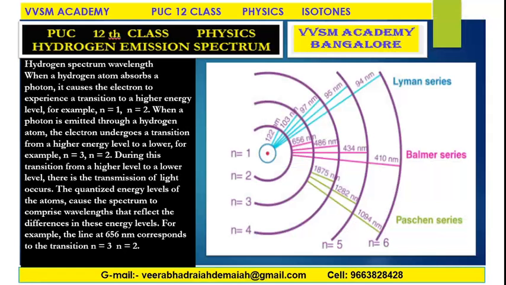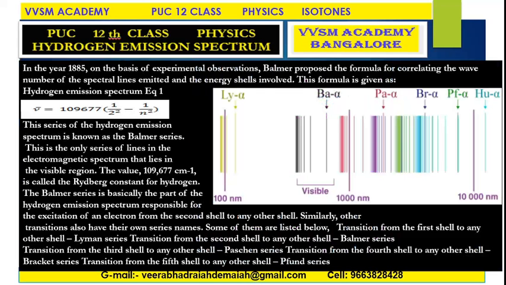Hydrogen spectrum wavelength. When a hydrogen atom emits a photon, it causes the electron to undergo a transition from a higher energy level to a lower energy level. For example, n is equal to 1 and n is equal to 2, when a photon is emitted by the hydrogen atom, the electron undergoes a transition from a higher to a lower energy level. So nu is equal to 109677 multiplied by (1/2² minus 1/n²), which is the important expression developed during the spectrum formation of the Balmer series.